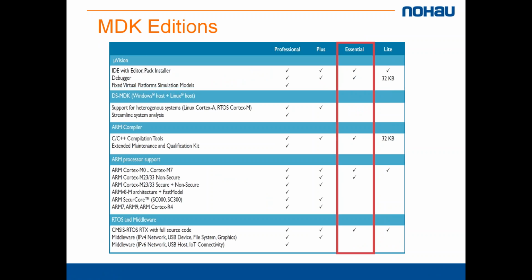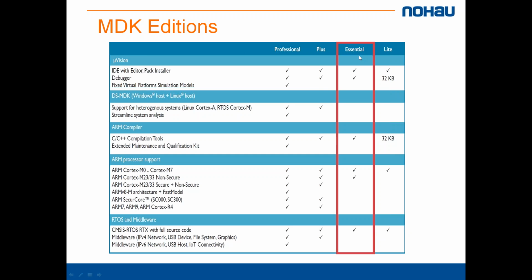There are 4 editions available for Keil MDK-ARM, and the first one is the free version, which is called Lite. Lite has support for Cortex-M0 to M7, those cores that are called ARMv7, and it has a restriction of 32 kilobytes of code, so you're only allowed to compile 32 kilobytes of code. It also comes with the CMSIS RTOS RTX with full source code.